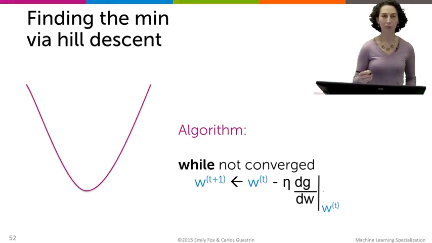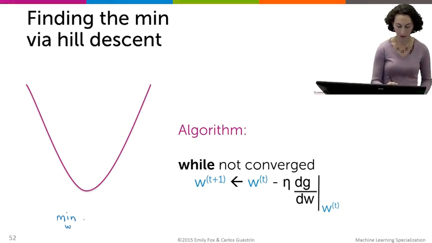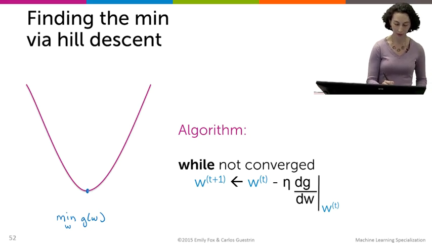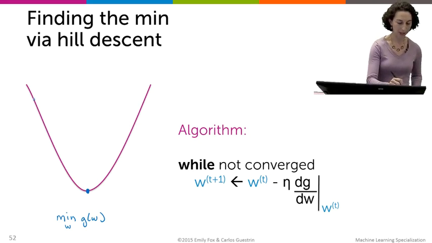Well, we can use the same type of algorithm to find the minimum of a function. So here our interest is min over all w of g(w). And on this picture here for this convex function, that's this point right here. But let's think a little bit about what happens in this case.